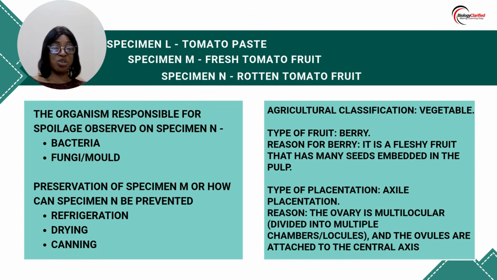Agricultural classification of specimen M is vegetable. Tomato is a vegetable. The type of fruit is a berry. And why is it a berry? It's a fleshy fruit that has many seeds embedded in the pulp. Type of placentation is axile.